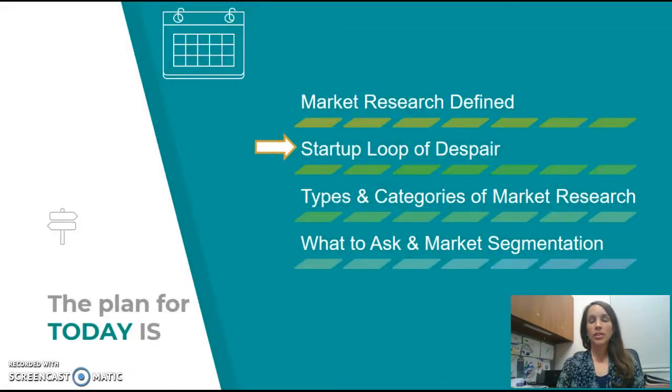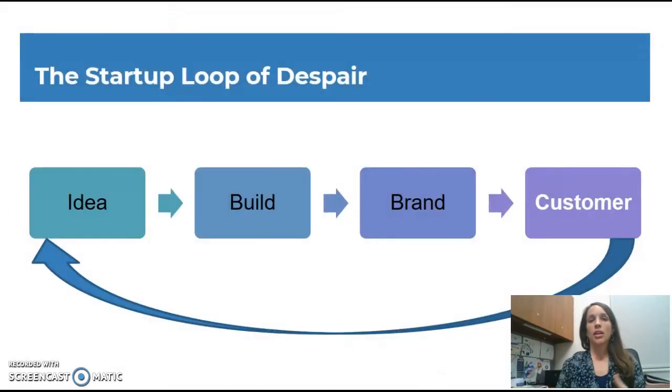All right, so now let's talk about the startup loop of despair, which is one of my favorite things to talk about, because I think it can really save entrepreneurs a lot of time, energy, and money if they're familiar with it before they actually go out and start their business. The startup loop of despair is a theory coined by Diana Kander, and this is a model of what it actually looks like.